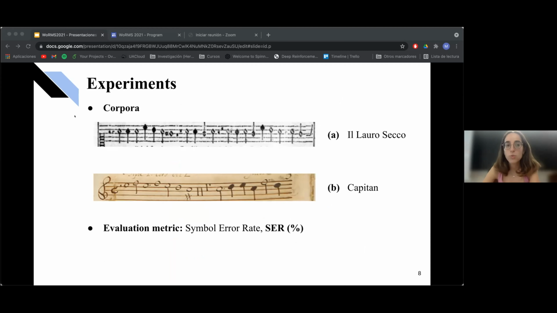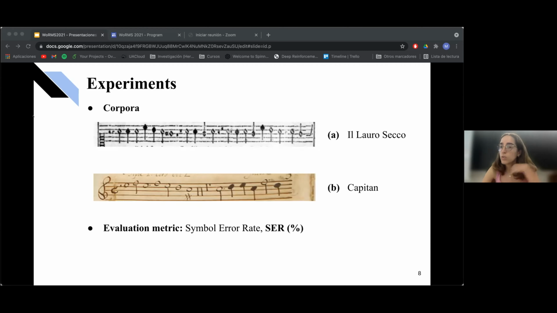We're going to evaluate our model using the symbol error rate, because it's the state-of-the-art evaluation metric for this type of OMR system.